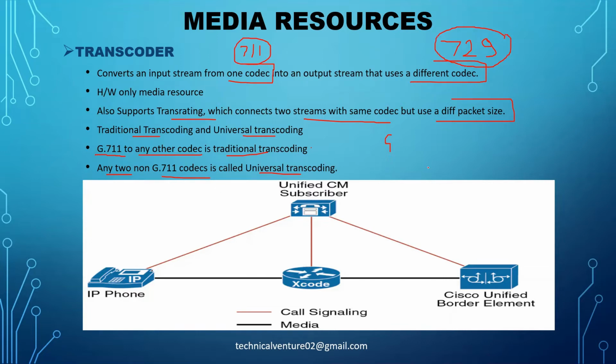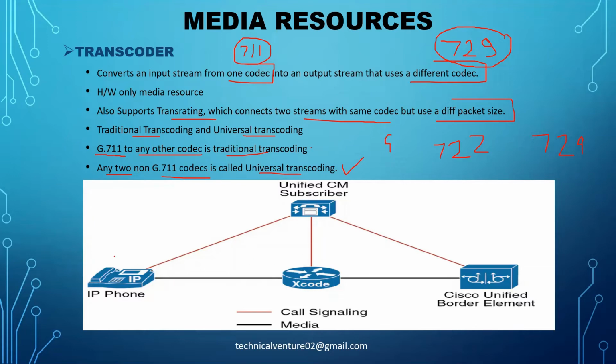And what is universal transcoding? It means if one party is using G.722 and another party is using G.729, and they want to negotiate between the codecs, they will invoke the transcoder, and that will be a universal transcoding. As it is written, any two non-G.711 codecs is called universal transcoding.